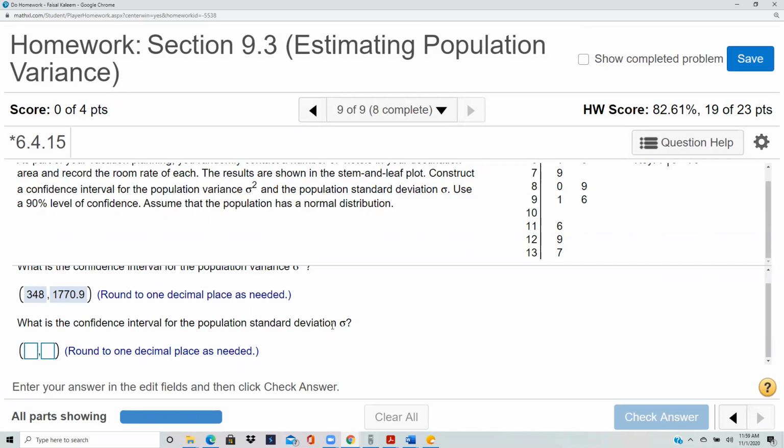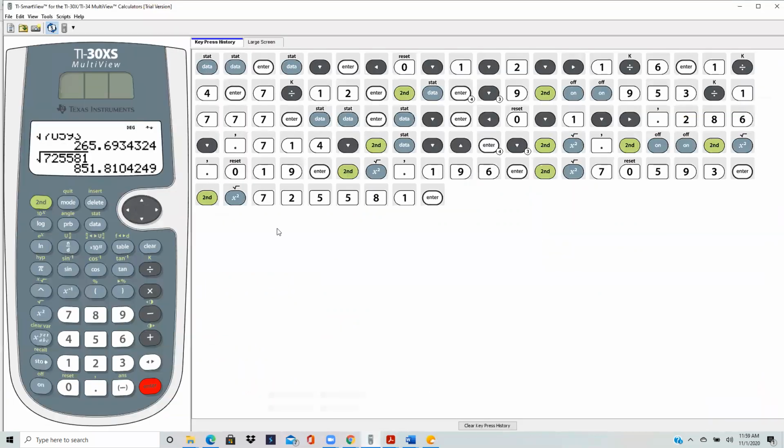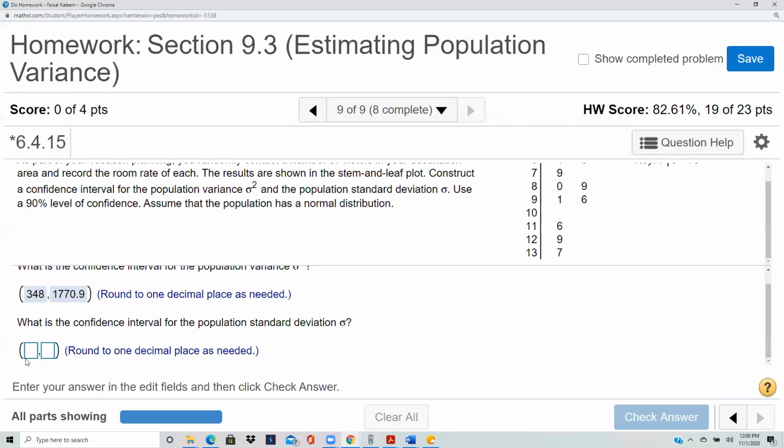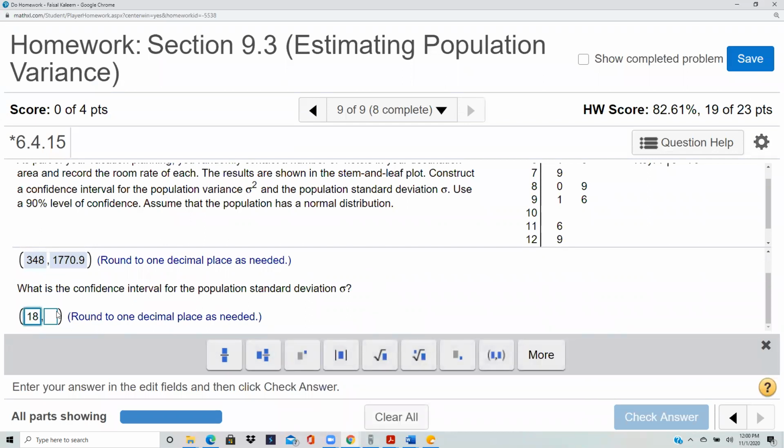And now you have to do it for standard deviation. So you just take the square roots of these. So the square root of 348 is 18.7. And the square root of 1770.9 is 42.1.